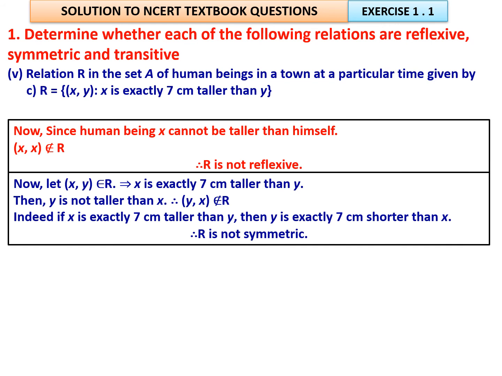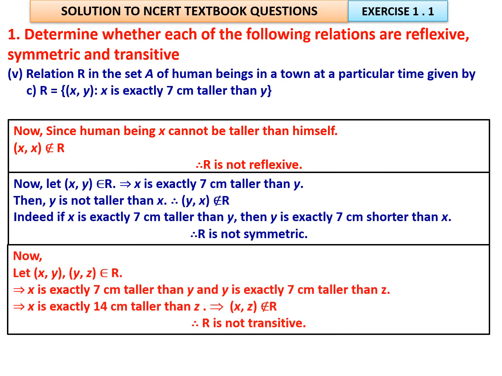Okay, x is exactly 7 centimeter taller than y. What will happen to that? Y is not taller. Exactly 7 means y is exactly 7 centimeter shorter. Therefore, here it should be taller. The first person should be taller than the second, which means the second is not taller than the first. Therefore, it is not symmetric.